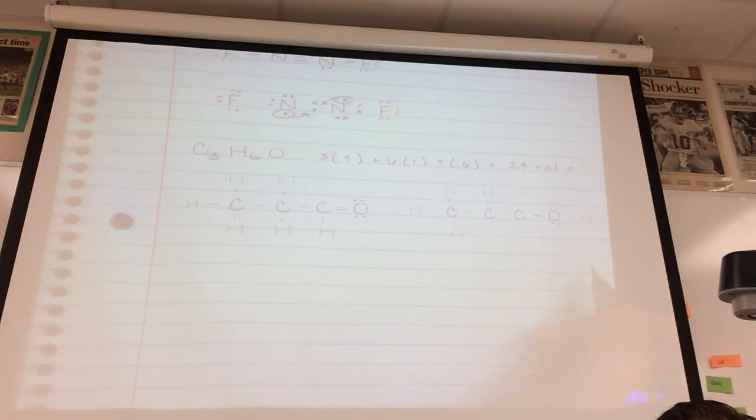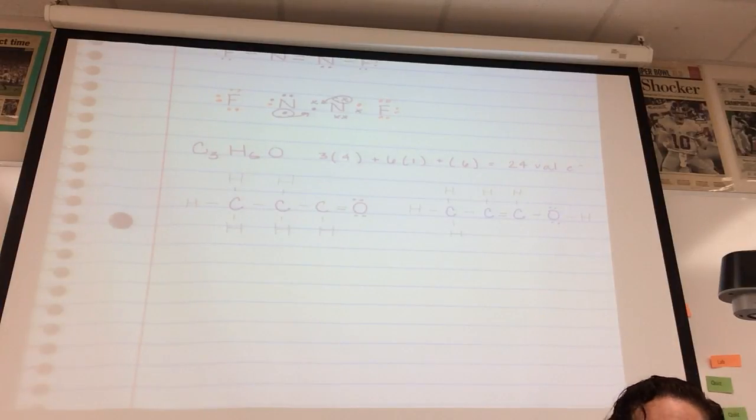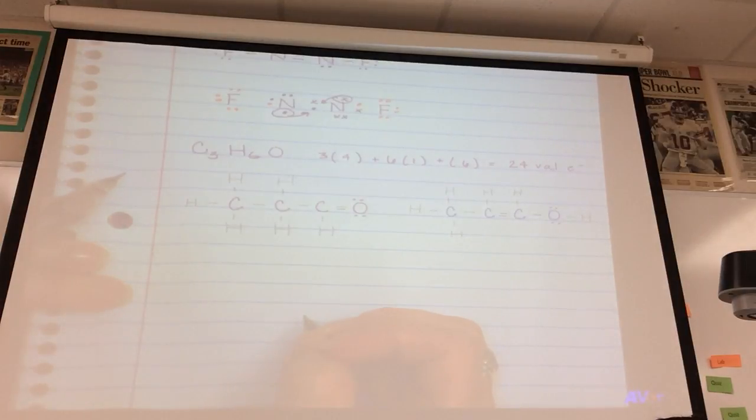How can we salvage this? We have one more H and we don't have complete octets of electrons here. Got it. Because now each carbon has four bonds. Oxygen has two lone pairs. What if we did this type of arrangement?